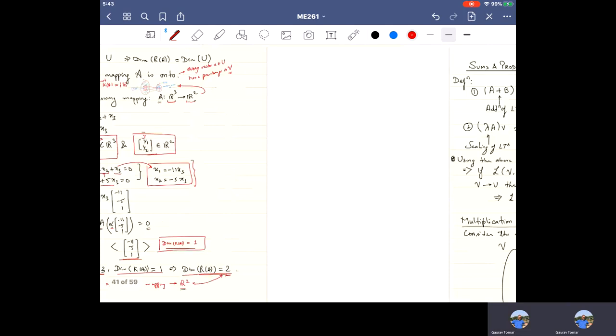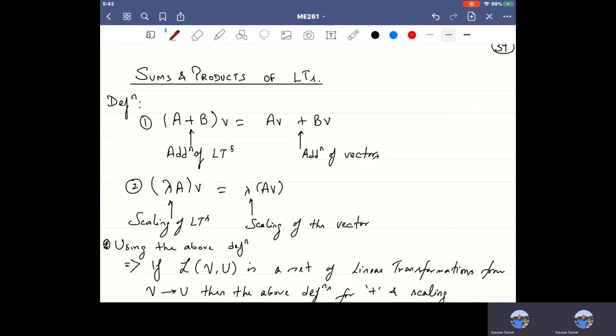So now we move to something we're defining. Okay, we have defined linear transformations. Now we're defining some additional operations for these linear transformations. So we define the sum and product of linear transformations. The definition is such that if you're adding two linear transformations and then mapping a vector V, that is the same as doing these two linear transformations separately on V and then adding. So this is addition of vectors and this is addition of linear transformations.